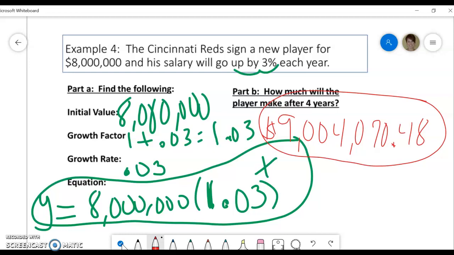All right, I hope this helps a little bit explain the difference between your growth decay factor and then the growth and decay rate. So if there was any issues there, we've cleared that up.